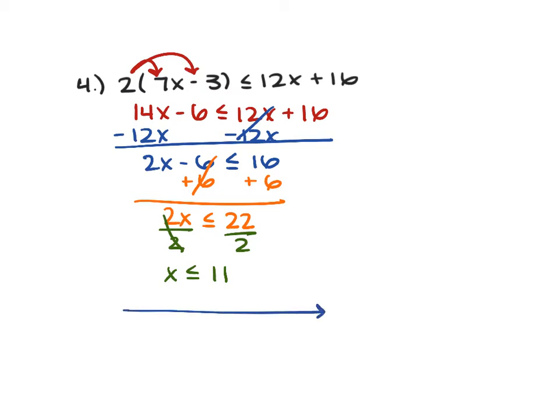On my number line, I'm going to find that 11. Because it is equal to 11 as well, I'm going to put a closed circle on that 11. When my variable comes first in my inequality, the sign points to the left, so my line runs to the left.